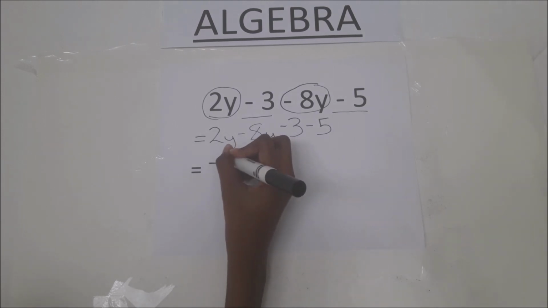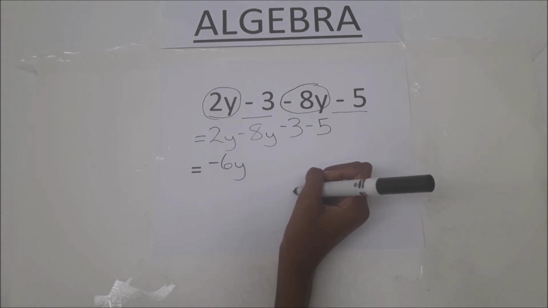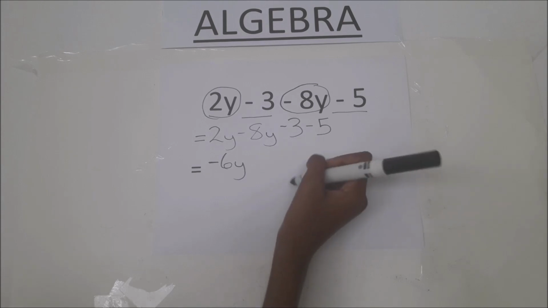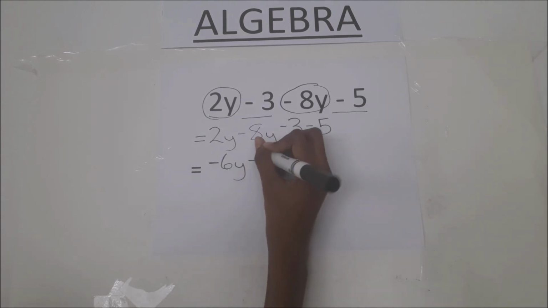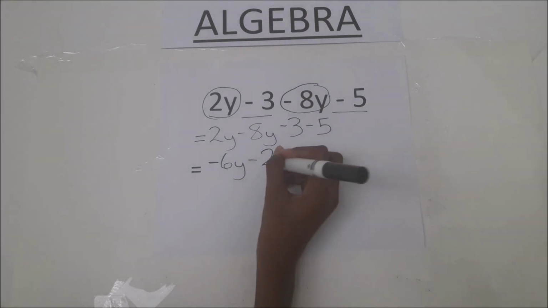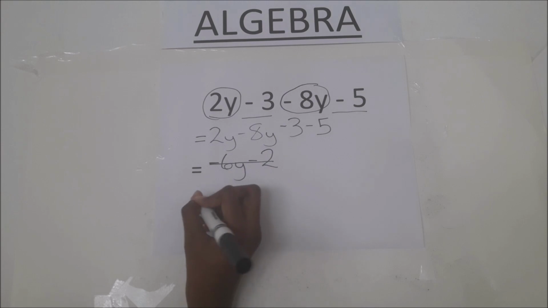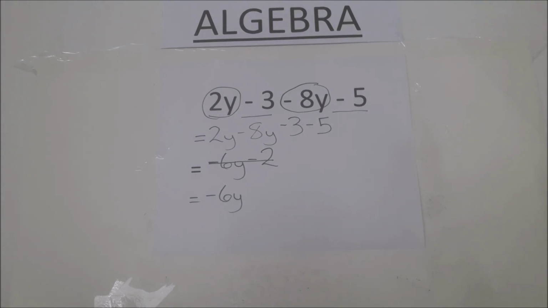Negative 6y, minus 2. The minus 2 is wrong, so scratch it out. You actually subtracted at the back. You can't subtract when you have minus and minus. So put the negative 6y. Negative 6y is correct. Negative 3 and negative 5.